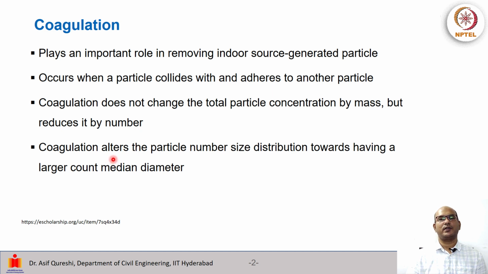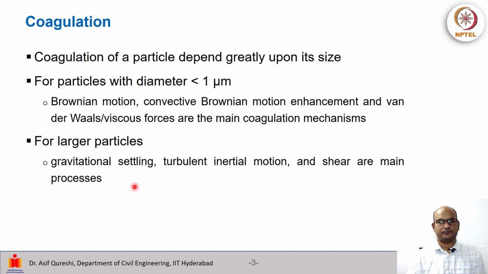Coagulation will also alter the number size distribution because let us say you had two smaller particles, they join and now we have a bigger particle. So now the number size distribution will move towards bigger particles. We will have more bigger particles in the air. So coagulation will alter the particle number size distribution towards having a larger count median diameter.